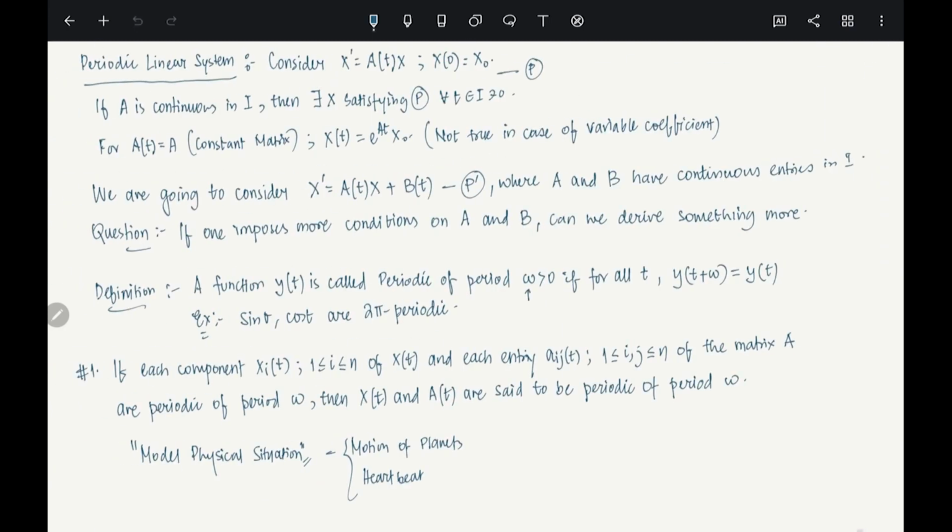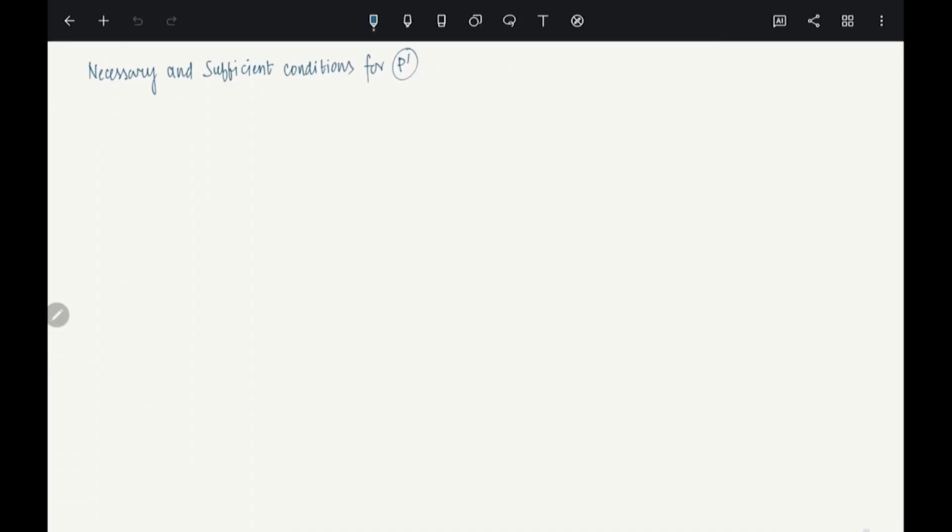So first of all we are going to do this theorem. It's called the necessary and sufficient conditions for P prime to admit a periodic solution. What is P prime? x prime equals A(t) times x plus b(t). Clear? To admit a W periodic solution. What does this mean? It means that it has a periodic solution of period W, right? So let us give you the necessary and sufficient condition for this to happen.